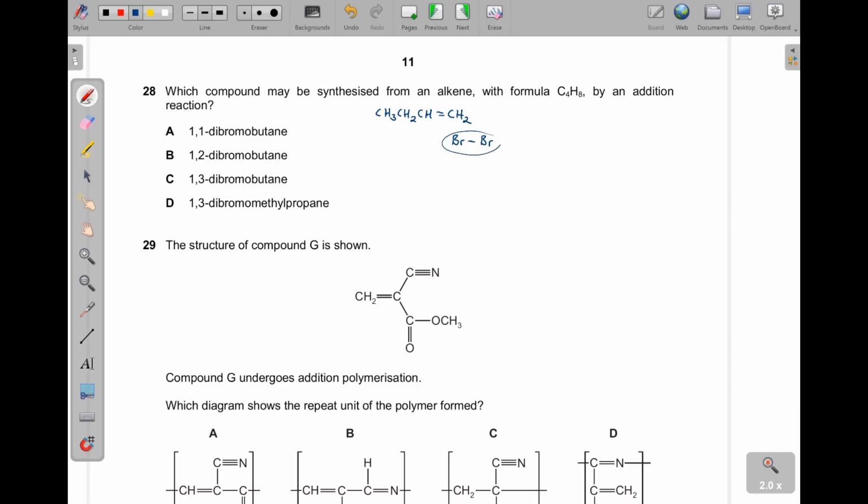But as this molecule comes closer to this alkene, remember electrons are negatively charged. So when it comes around this electron cloud, it is going to induce a partial positive charge on the bromine nearer to it, and a partial negative charge on the other. So now electrons will move from here, then they come to this bromine here, and then this bond will be broken off.